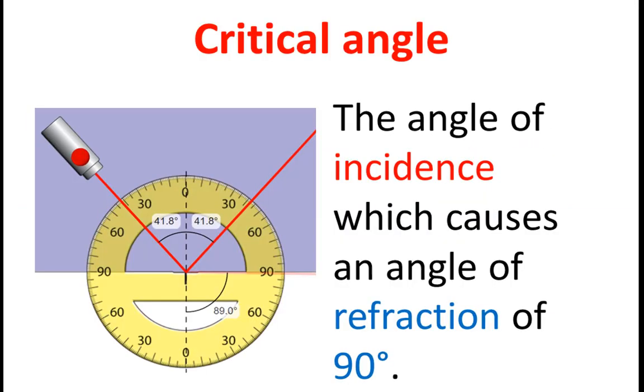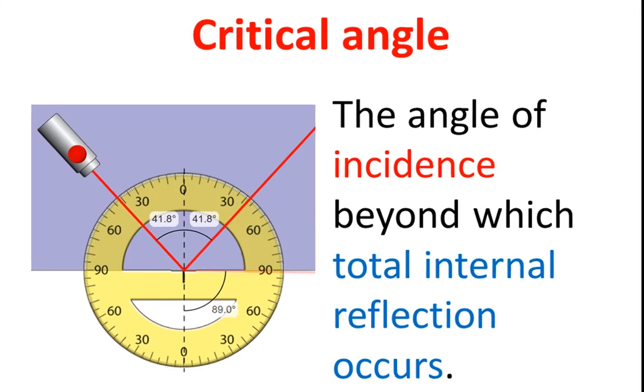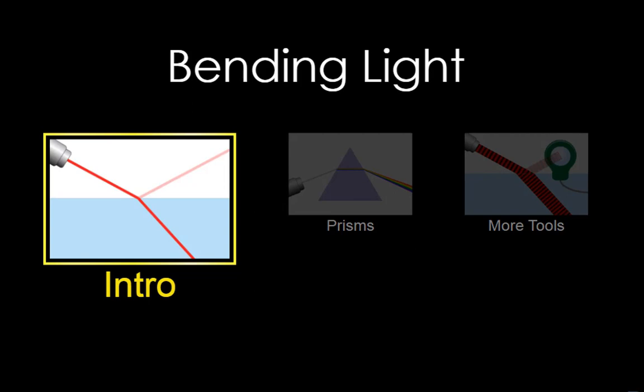So what is critical angle? It's the angle of incidence which causes an angle of refraction of 90 degrees. And beyond that angle of incidence, total internal reflection occurs. Critical angle is best understood by actually observing it.